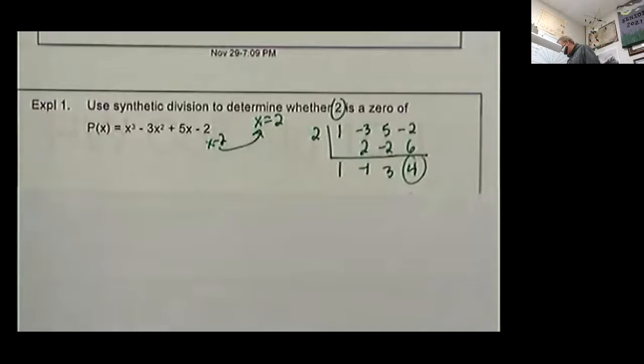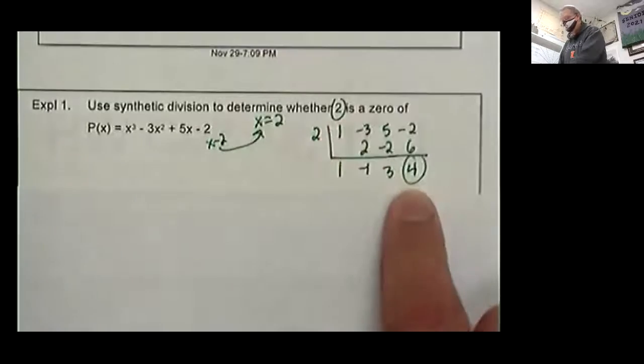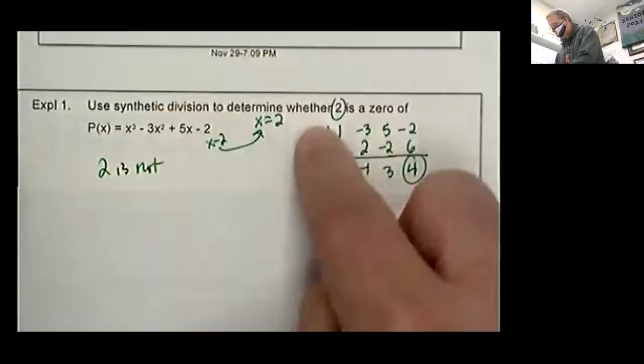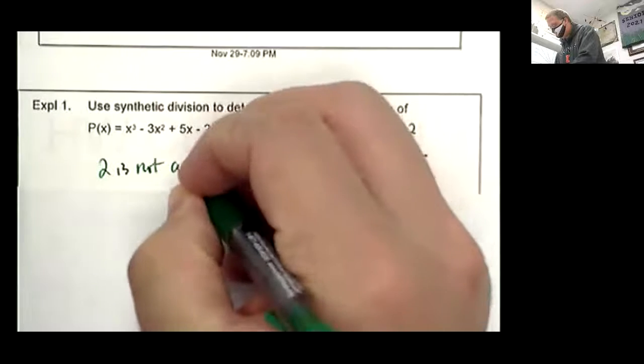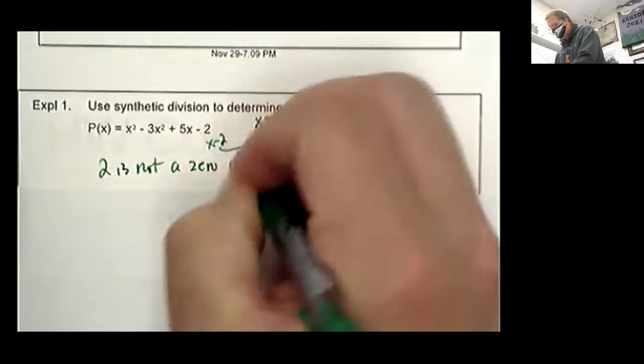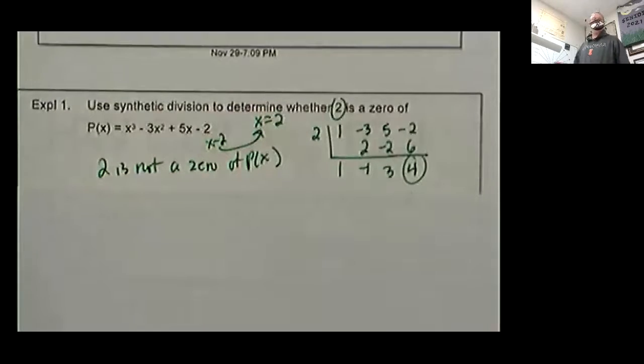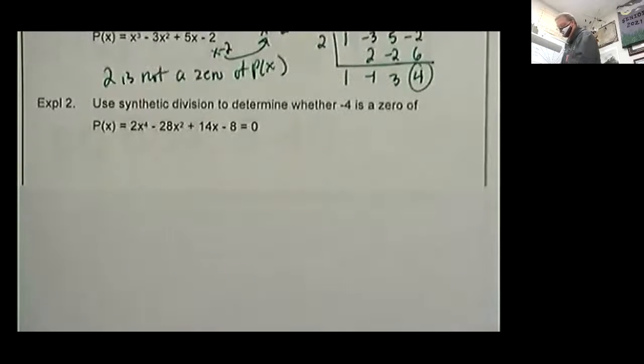What does that mean? Well, to be a zero, we have to get a remainder of 0. So 2 is not a zero of p of x, because our remainder was not 0. So 2 is not a solution, is another way to say that, because we're looking for solutions.